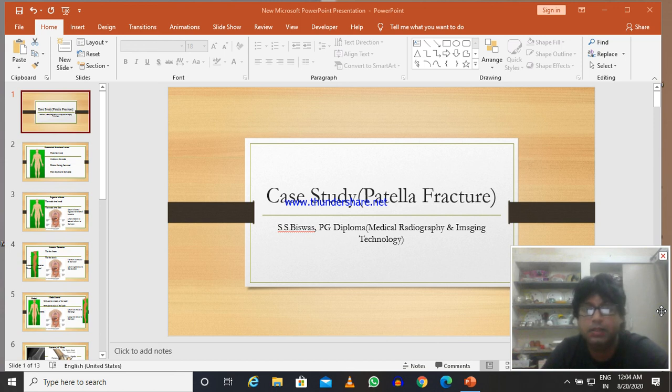Basically, this is the X-ray film of his sister's patellar fracture. So I'm just going to give a very basic idea about that particular case only. So let us start.